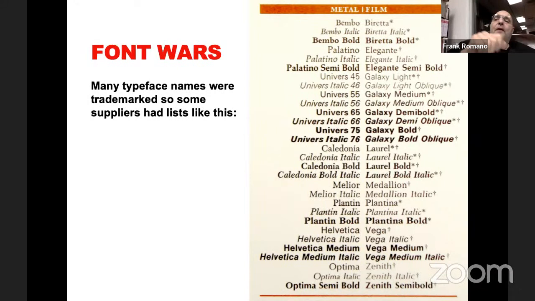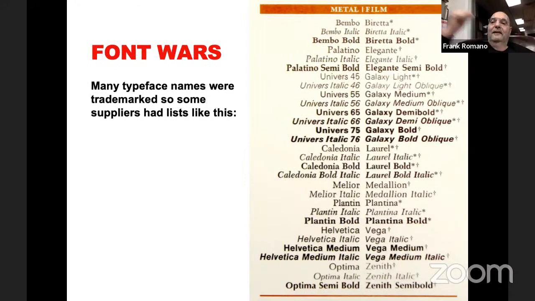So when people started to steal the fonts, borrow the fonts, they couldn't use the names because the names were copyrighted. So they would call them something else. Here you have Palatino called Elegant, Univers called Galaxy, Caledonia called Laurel, Helvetica called Vega. By the way, when CompuGraphic came out with their first Helvetica font, it was called Helios. And it was terrible. So they did another version called Helios 2. And I said it was twice as bad. So finally, they got it right. They called it Triumvirate. Like, hey, we got it now.